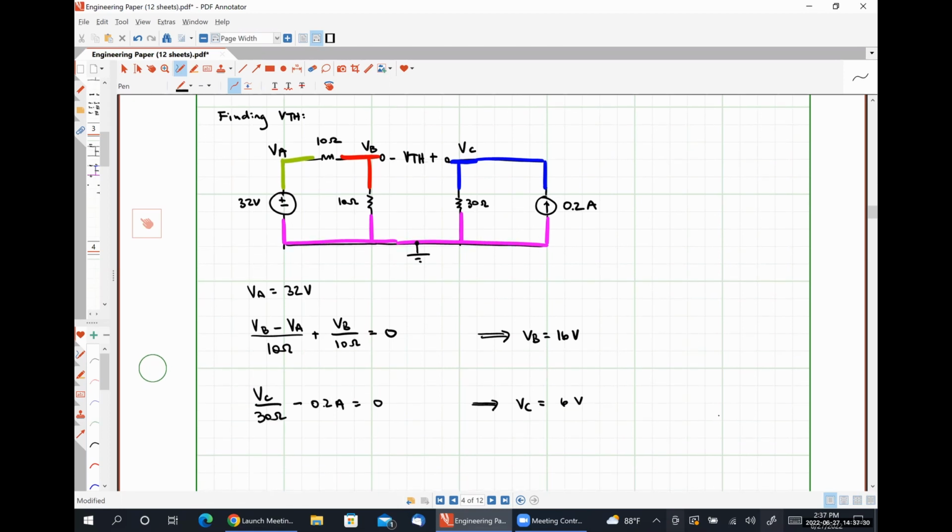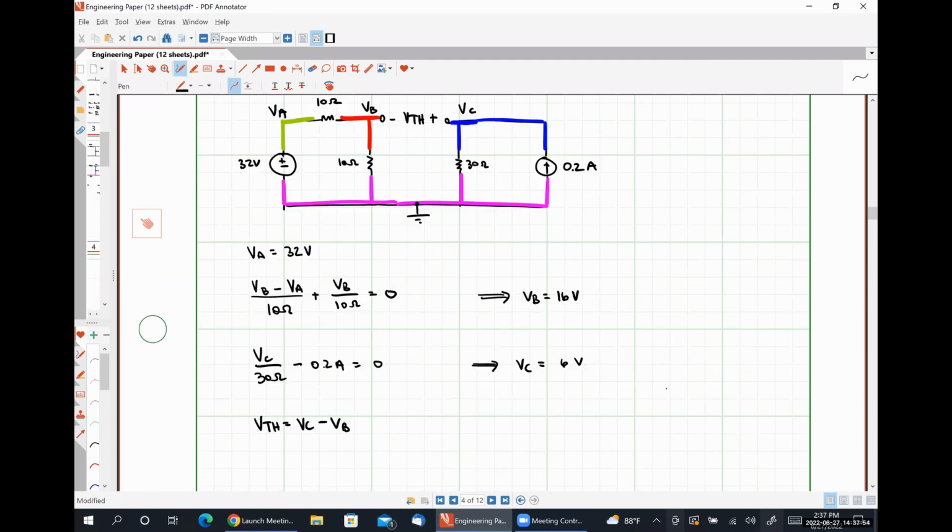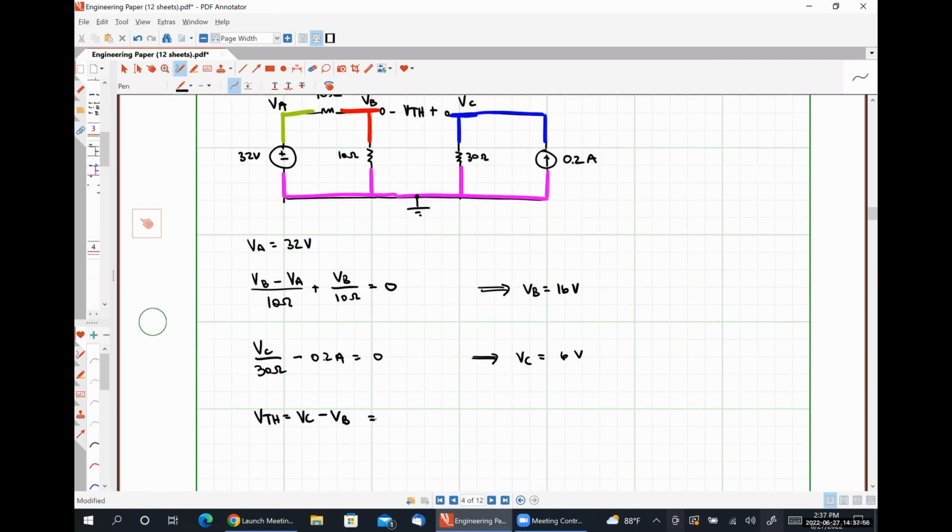Now, how would we find VTH? VC minus VB, absolutely correct, Valerie. VTH is VC minus VB. So that is going to be 6 minus 16, which is negative 10 volts. Now let's find our Norton current.